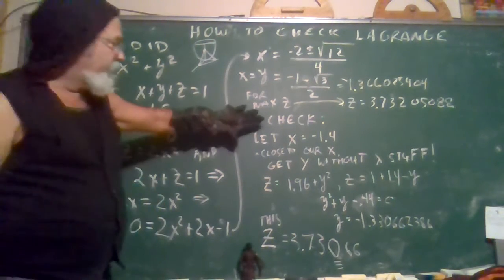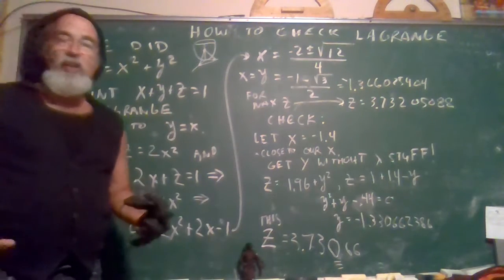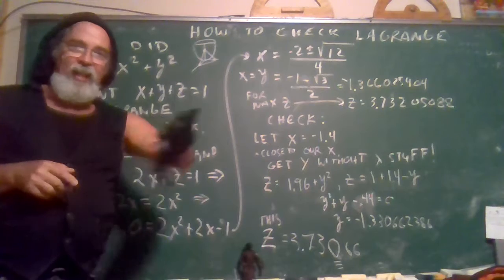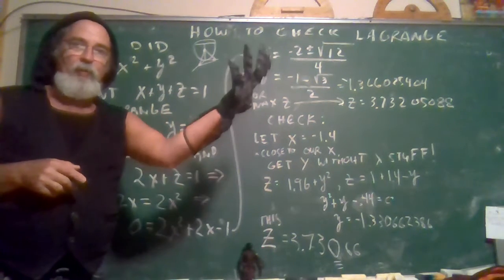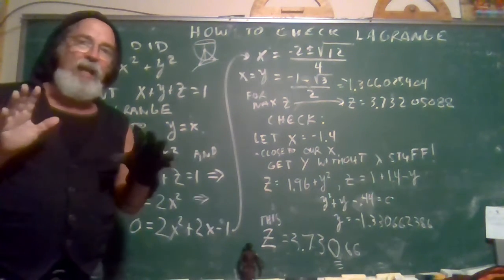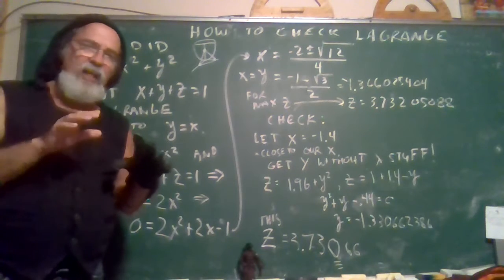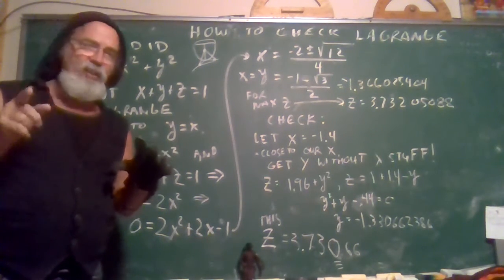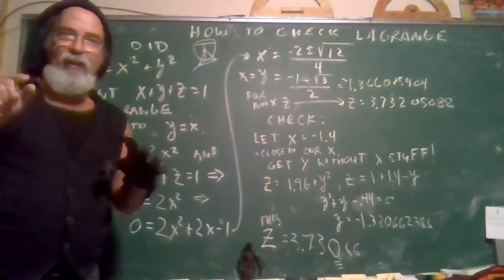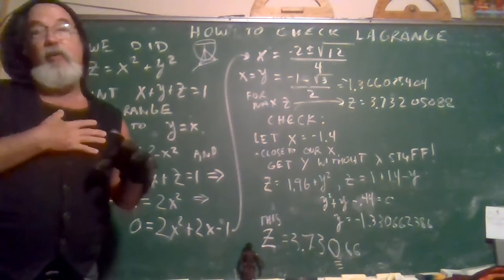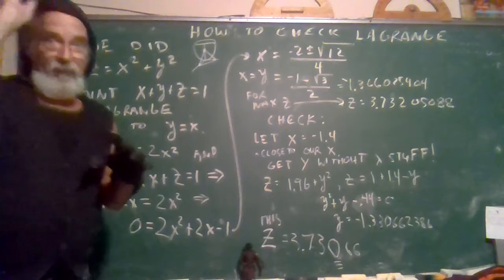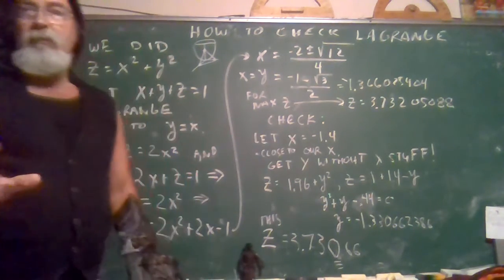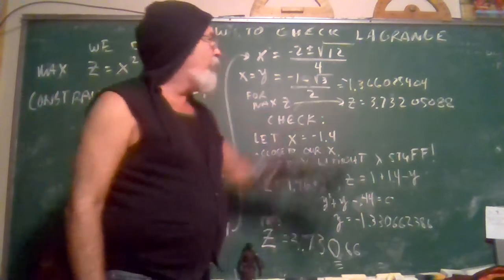So the check starts here. Pick an x out of thin air that's close to the x you got. And think about it. You've got this plane cutting through a paraboloid. We think we got the max z. But if we take an x value that's close by, we've got to get a corresponding y value and then see what z value we get. That new z value should be lower than the original z value if that original z value was a max. So let's check it out. I picked negative 1.4 out of thin air. It's close to negative 1.366.